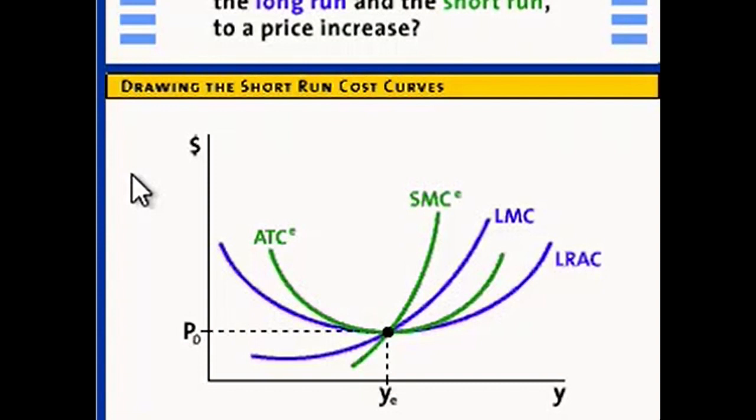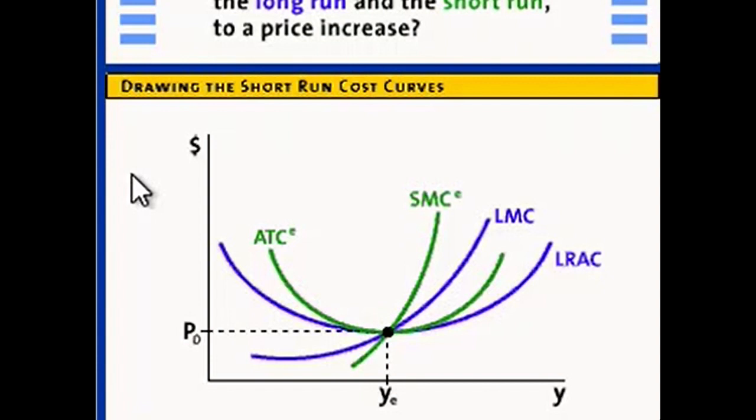You can lower your costs by more if you have more time to adjust both inputs than if you can only make one adjustment, that is, adjusting labor. All right, so what I've done here is I've explained this important point of intersection. I've explained why the green curves are above the blue curves, and we've discussed this particular point of efficient scale. Now we're ready to do an experiment.